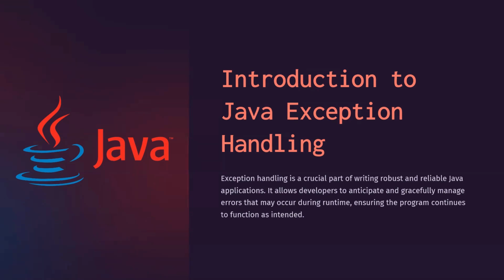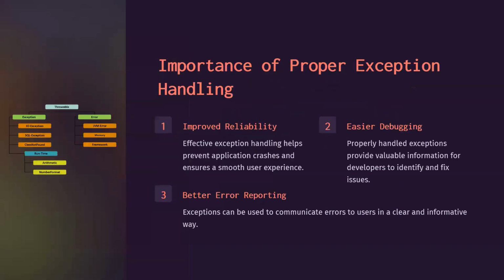As we know, exception handling is a crucial part of writing a Java program. It allows developers to manage the errors which can occur during runtime and make the program more robust, and it lets developers build many reliable applications.